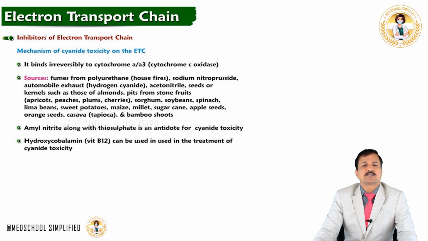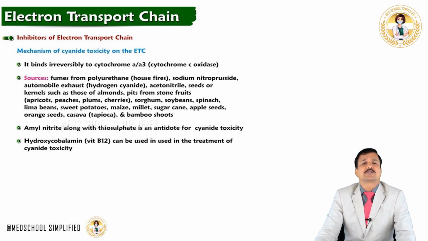Seeds of kernels such as those of almonds, pits from stone fruits, apricots, peaches, plums, cherries, sorghum, soya beans, spinach, lima beans, sweet potatoes, maize, millet, sugarcane, apple seeds, orange seeds, cassava, that is tapioca, and bamboo shoots, all of them contain small quantities of cyanide.